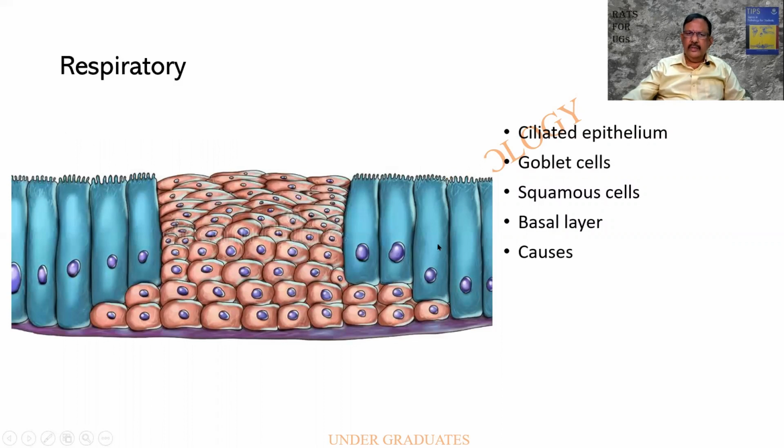So this is the respiratory epithelium. I am finding ciliated columnar epithelium, various functions are there. We have described it under the respiratory system. They are being destroyed and they are being replaced by the more resistant stratified squamous epithelium. I should be able to appreciate these words in your answers. Ciliated epithelium, goblet cells, squamous cells, basal layer, what can be the various causes?